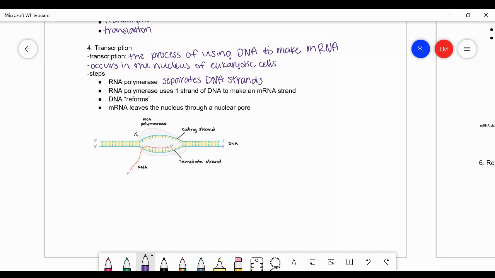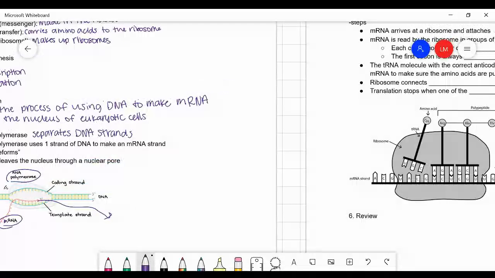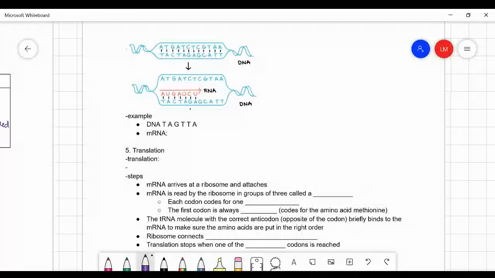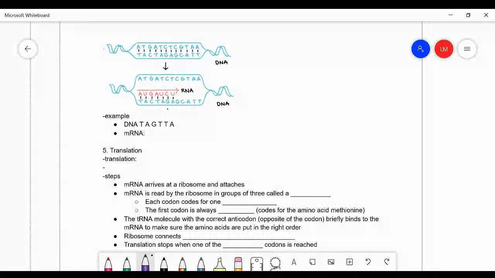You can see our RNA polymerase molecule here is splitting open that double helix, and then it is going to use a strand to make this mRNA strand down here, and then that mRNA strand is eventually going to leave the nucleus. So let's look, here's another picture example of that. So if we know the DNA sequence, we will also know the mRNA sequence.